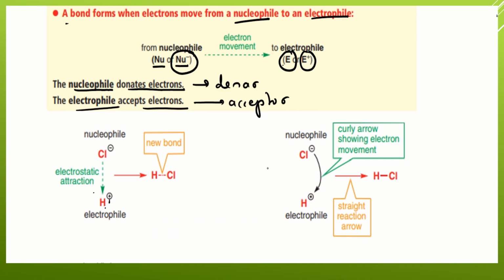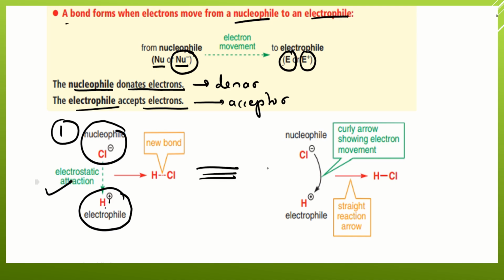For this we have examples here. The first example is H plus and Cl minus. Here the electrophile is the plus one, that is H plus, and the nucleophile is Cl minus. In this we can see electrostatic attraction is there and they form a new bond. The curly arrow shows the movement of electrons. As we said, the nucleophile donates electrons, so the arrow comes from Cl minus only, that is from the nucleophile. It will not go the other way, that is wrong. It should go from nucleophile to electrophile. So the nucleophile is Cl minus and H plus is the electrophile. The arrow goes like this, and we get HCl, and this is a straight reaction arrow.